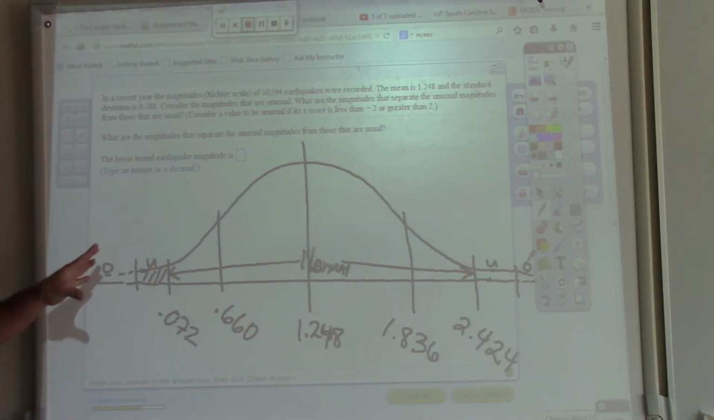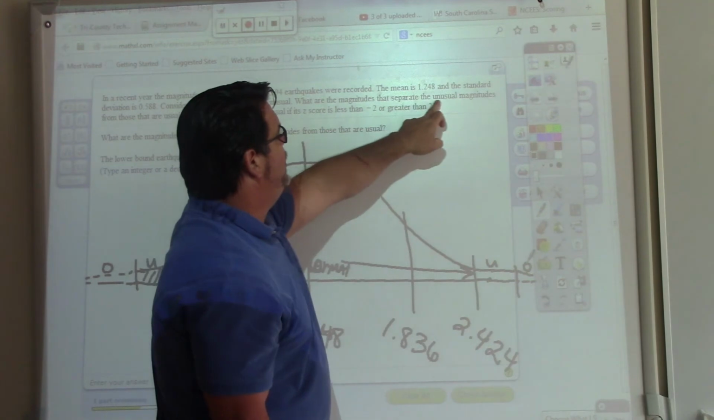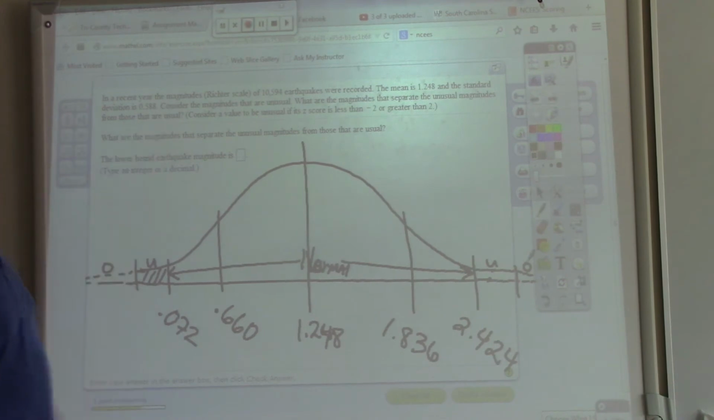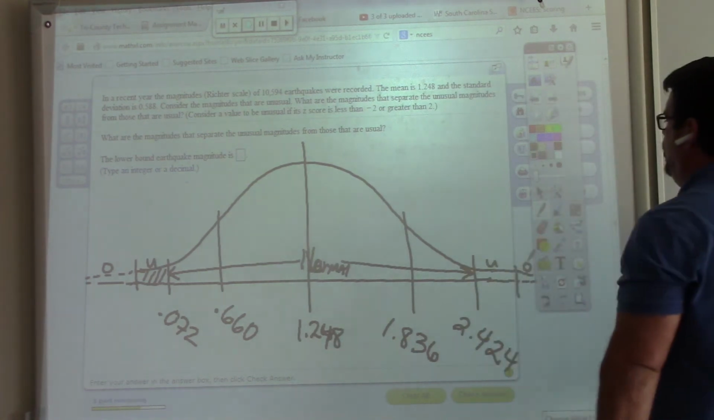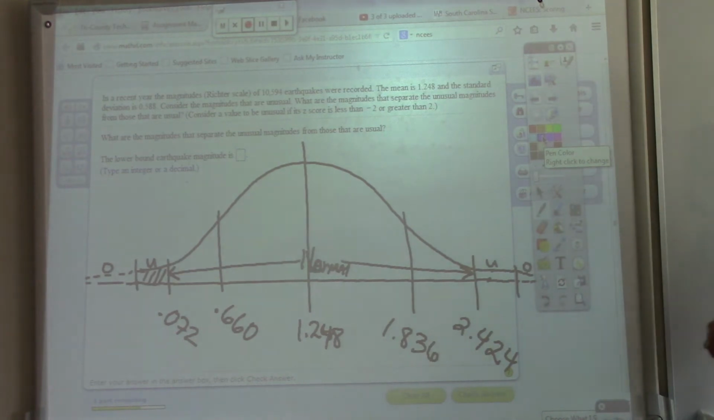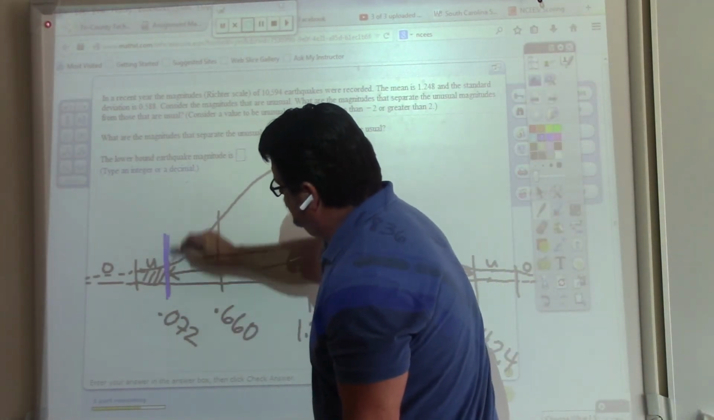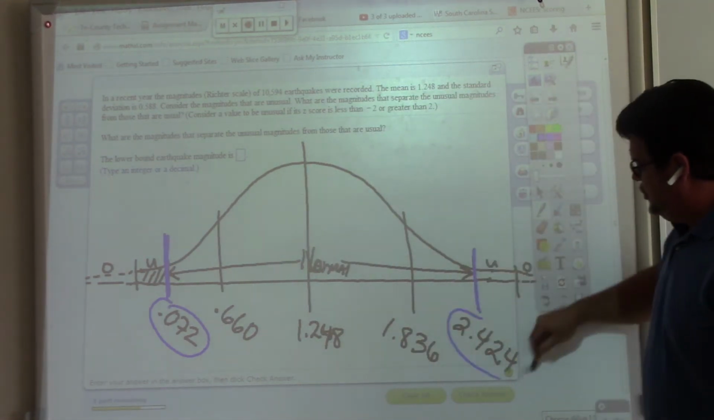Now that we've drawn what we need, let's go back and look and see what the question asks. It says, what are the numbers that separate the unusual numbers from those that are normal? So what numbers separate unusual from normal? I'm going to do this in blue. Which number separates normal from unusual? 0.072, there's one. And what's the other one? 2.424. And that's it. There's your two numbers.